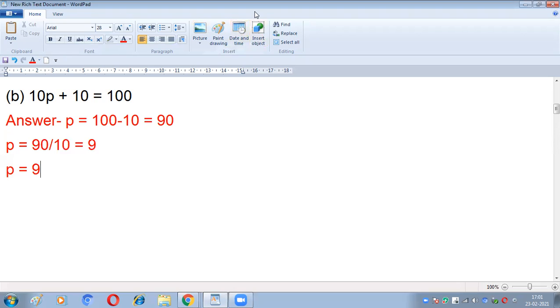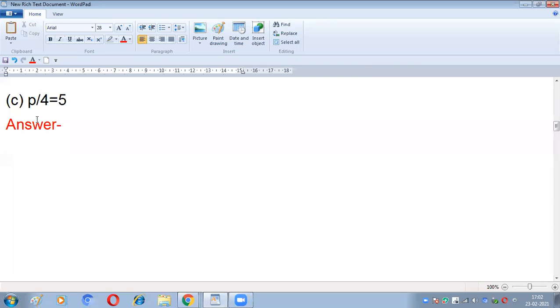Done. Let's move to part c. Part c is p upon 4 equals 5. Here there is only one number, 4, and 4 has the sign of division. See, here it is divide by 4.